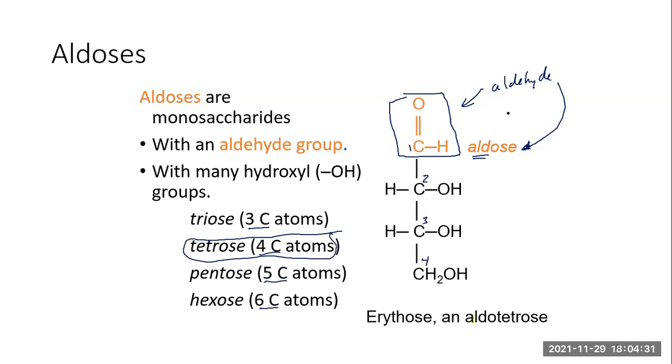It would be an aldose because it has an aldehyde group, and that's sort of the basis of the name down here, where it calls it an aldotetrose. Aldo again meaning aldehyde, and tetrose meaning 4 carbons. You don't have to worry about the actual name here for this particular one, but you do need to be able to identify it as an aldose, and triose, tetrose, pentose, or hexose.